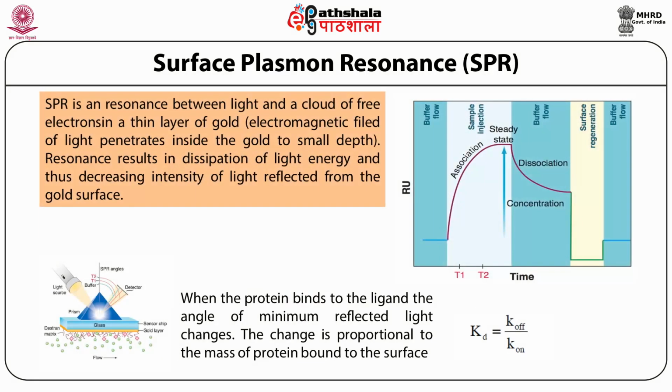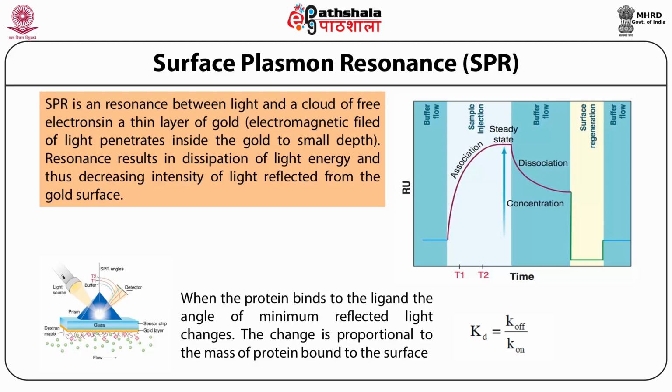Another important technique for the estimation of binding affinity between protein and ligand is surface plasmon resonance, known as SPR. SPR is a resonance between light and a cloud of free electrons in a thin layer of gold. The electromagnetic field of light penetrates inside the gold to a small depth, and resonance results in the dissipation of light energy and thus decreases the intensity of light reflected from the gold surface. So you can see here the sensorgram of the SPR, where the time is on the x-axis and the response unit is on the y-axis.